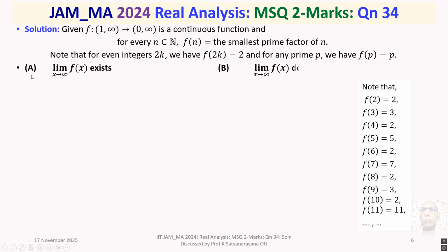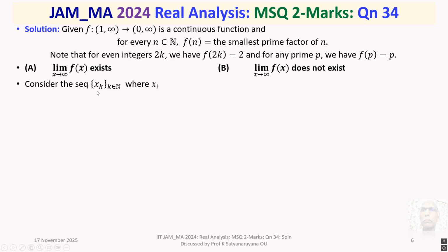We will now discuss the validity of options A and B. They talk about the existence of the limit as x tends to infinity of f of x, whether it exists or does not exist.